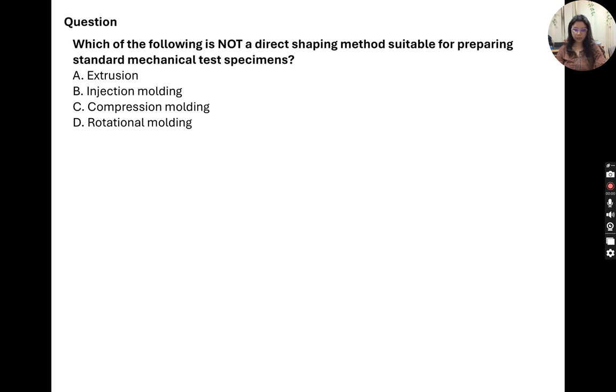Let's move forward to the answer. Which of the following is not a direct shaping method? If we look at the options, the first is extrusion. With the help of extrusion, we can make samples like pipes, PVC pipes, and hollow tubes. With injection molding, we can form samples with a specific mold. With compression molding, we can compress and mold a sample. These techniques we can use to make test specimens for mechanical testing.